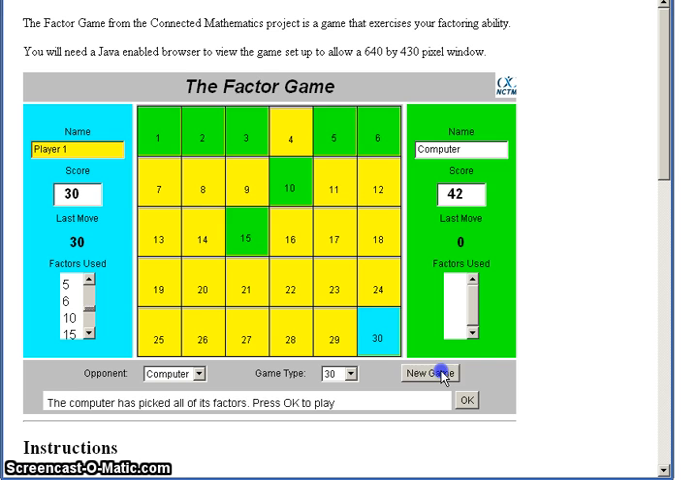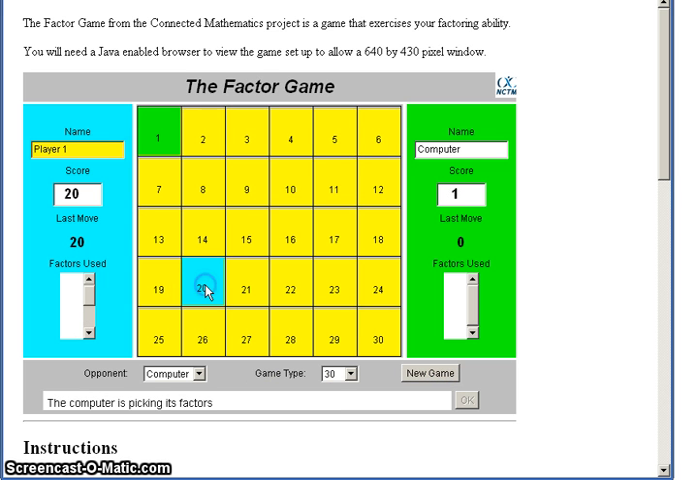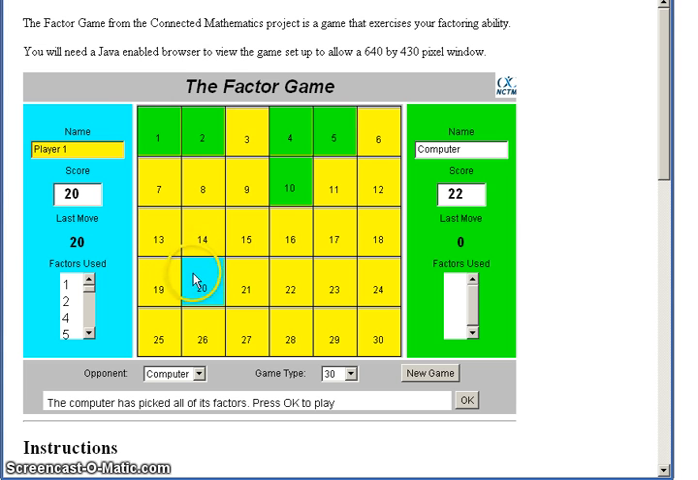Let me try something else. Maybe I'm going to try 20. 1, 2, 4, 5. Oh, the computer got all these factors. Did the computer get all the factors? No, of course. It doesn't get the 20. But the computer does get all the proper factors. Remember, the factors of 20 that are not 20. That's what these are, the proper factors. And it got more points than me again.